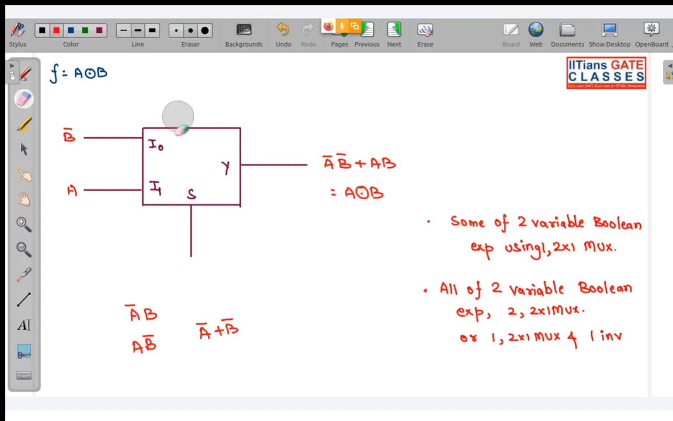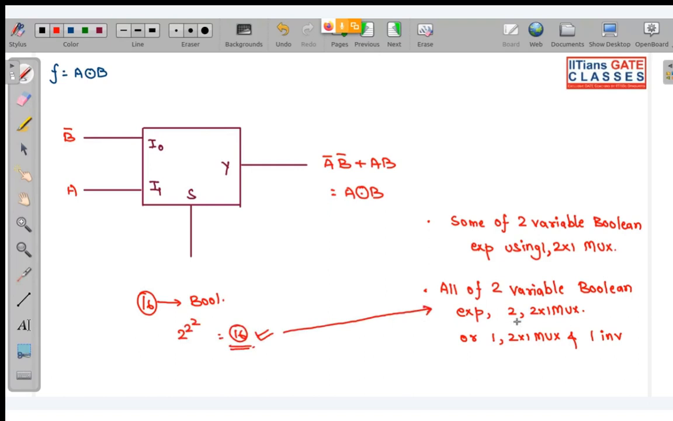I told you, using two variables, I can construct 16 Boolean expressions. Why? 2 to the power 2 to the power 2, that is 16. All of the 16 can be constructed using either 2 cross 1 mux, or a single 2 cross 1 mux and 1 inverter. But when I use just a single mux, only some of the 16 functions can be implemented, because I need one more mux to create one complemented variable.